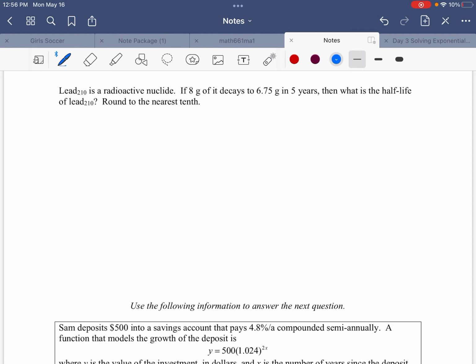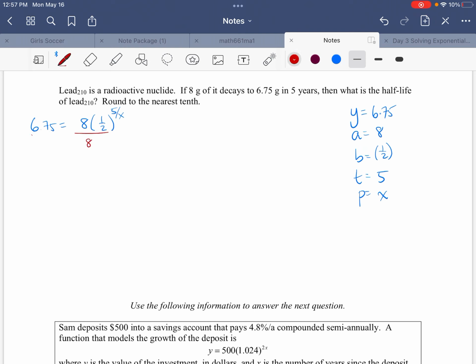All right, lead-210 is a radioactive nuclide. If 8 grams of it decays to 6.75 in 5 years, we need to come up with all these values. So our initial value is 8 grams. Our final value is 6.75. We're doing half-life, so our b value is half. Our time is 5 years, and our period, or how long it takes, is x. So setting up this equation, we get 6.75 is equal to 8 times 1/2 to the 5 over x.